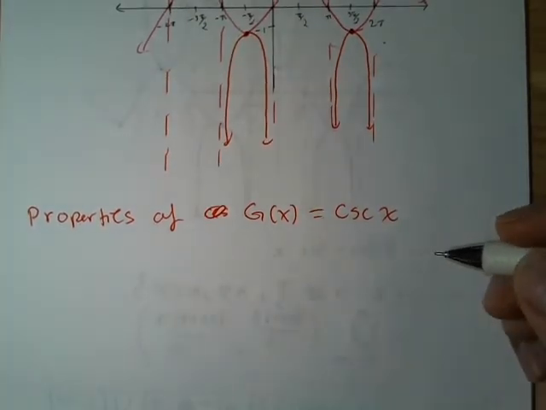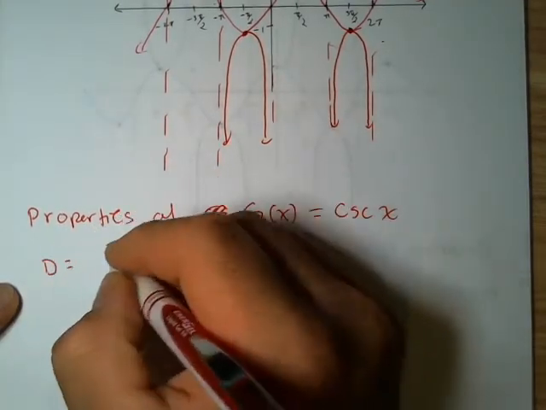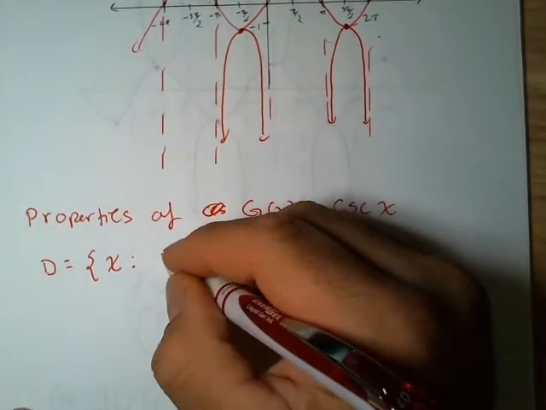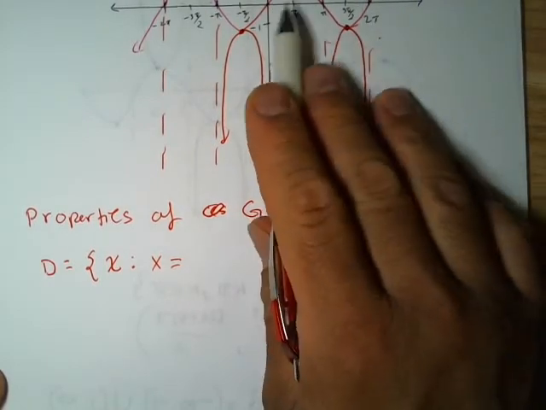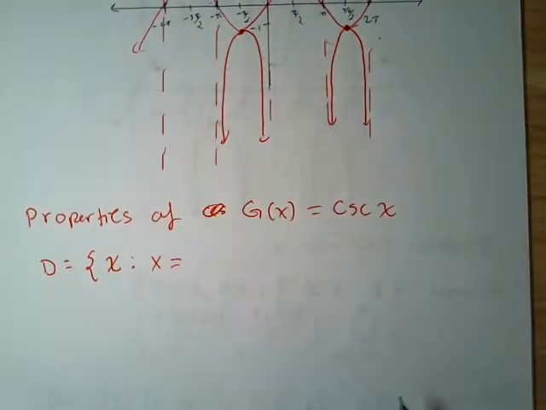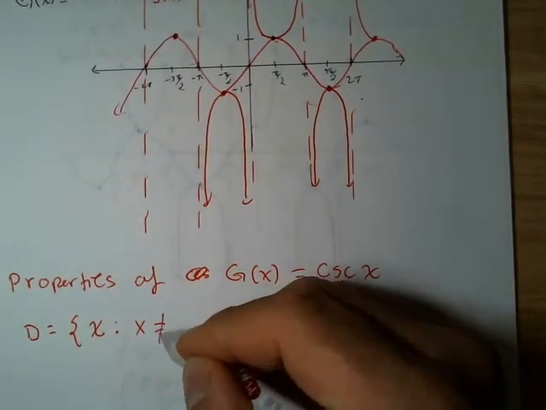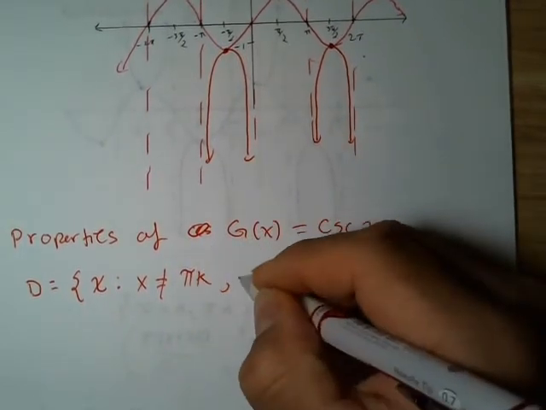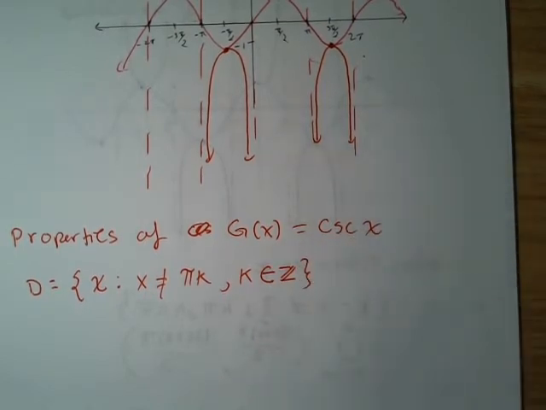Okay, so for the domain, we use the set builder notation. So we have x such that x is not any multiple of pi. So pi, 2 pi, 0, negative pi, negative 2 pi. The next one would be negative 3 pi, or 3 pi on the right side. So as long as x is not some multiple of pi, where again we have to make the distinction, k is some integer.